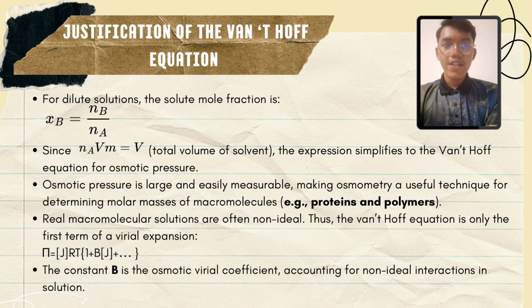Osmotic pressure is large and easily measurable, making osmometry a useful technique for determining molar masses of macromolecules, for example, proteins and polymers. Real macromolecular solutions are often non-ideal. Thus, the van 't Hoff equation is only the first term of a virial expansion. As we can see, pi equals [J]RT in the bracket 1 plus BJ plus and so on. The constant B is the osmotic virial coefficient, accounting for non-ideal interaction in solution.